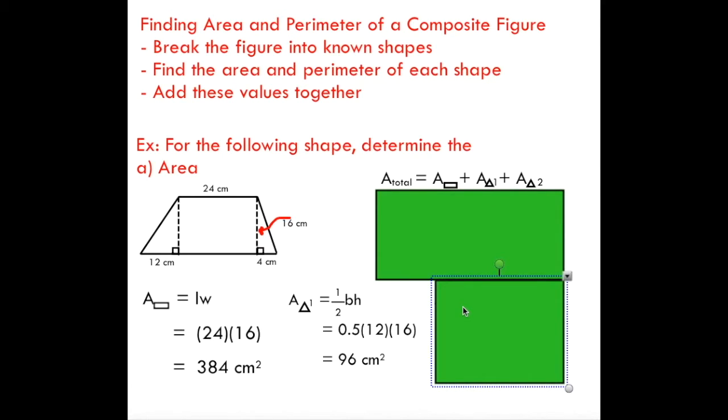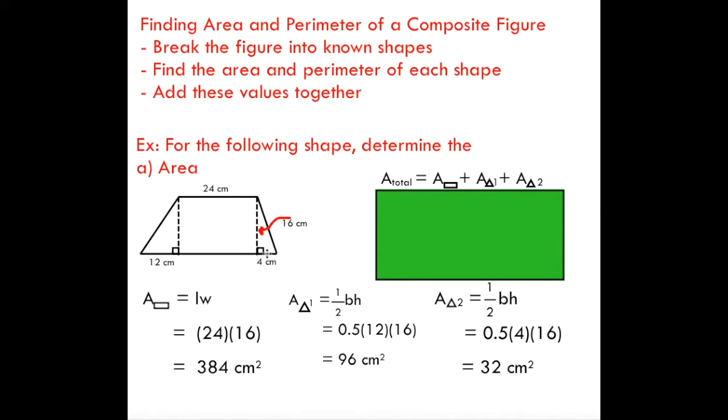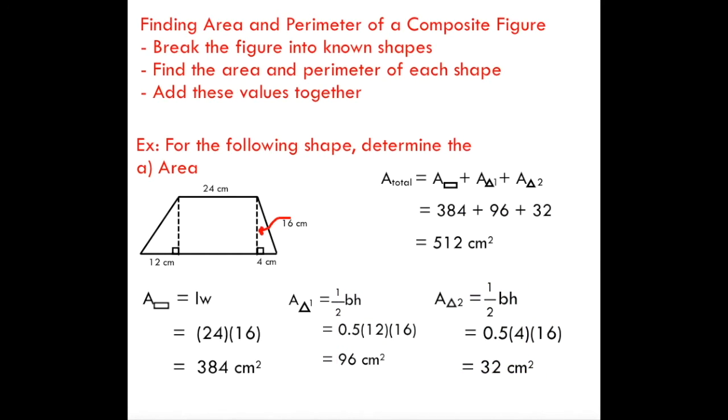The last one is going to be the same calculation, just with our 4 centimeter base, same 16 centimeter height. That should give us 32 centimeters squared. So we've got 3 areas. We're going to add those 3 areas together, which will give us 512 centimeters squared.